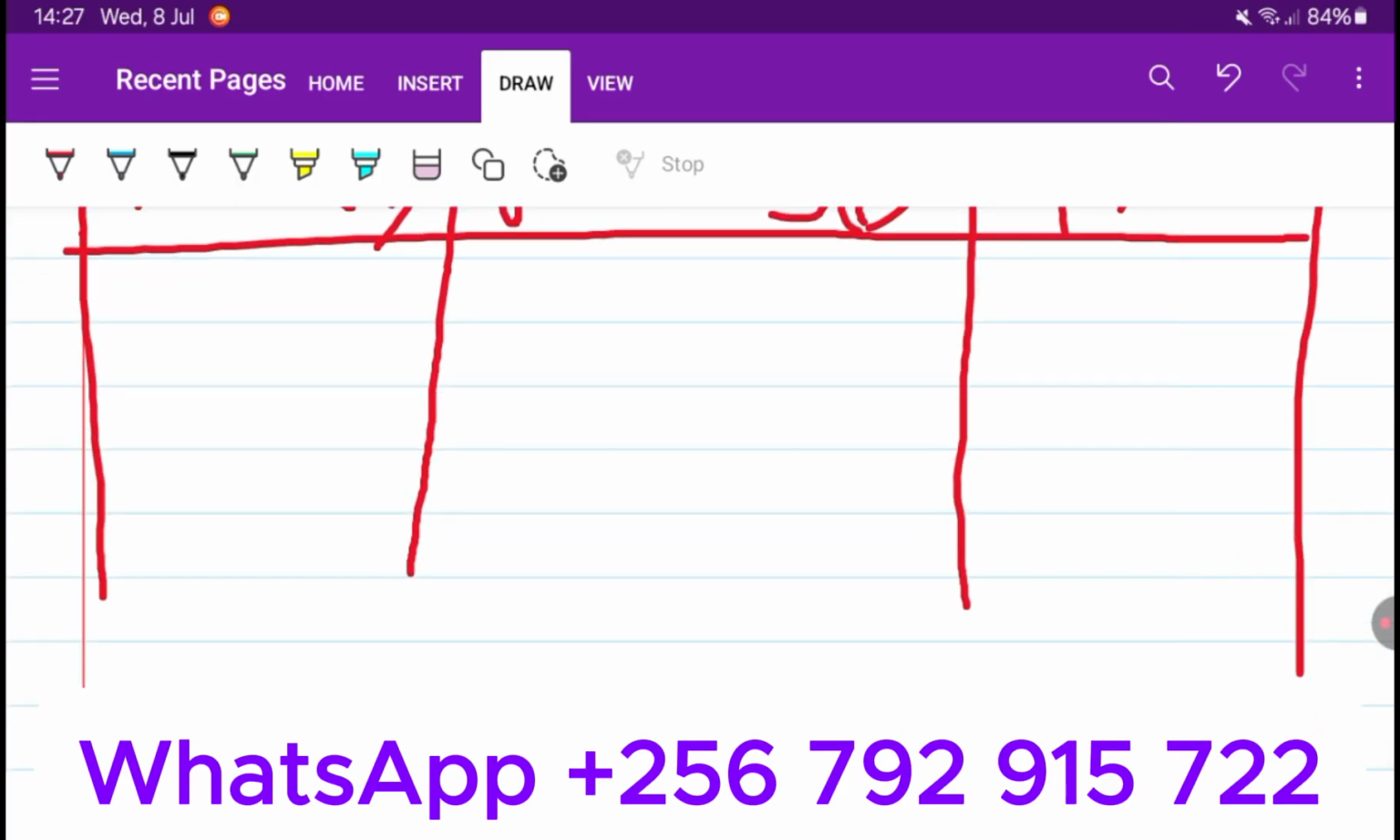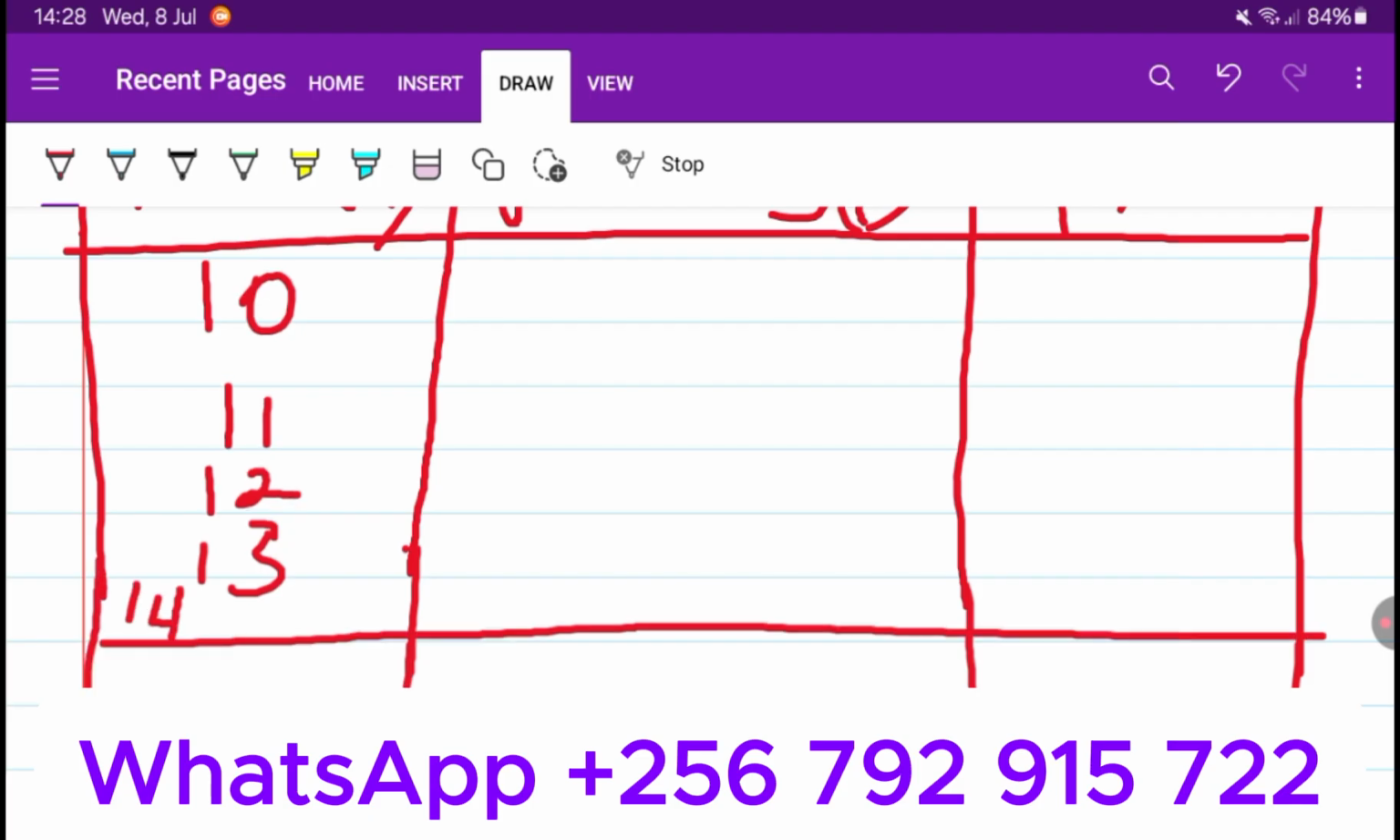So here we have the first value, which is 10, then 11, 12, 13, and then lastly 14. 14 is our last value.